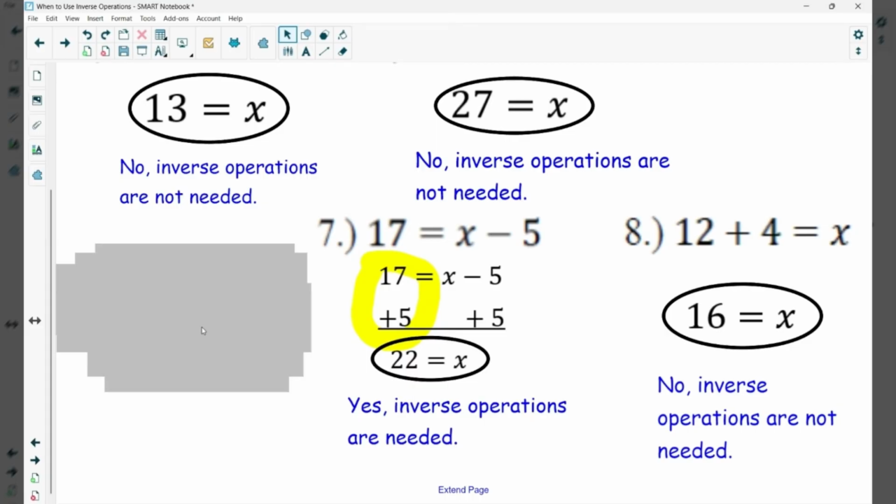Again, the purpose behind this lesson is to start to set the foundation for inverse operations, to talk about when we need to use inverse operations and when we don't need to use them. We'll be talking a lot more about equations as we go through the year. So be ready for that as we approach the next few months.